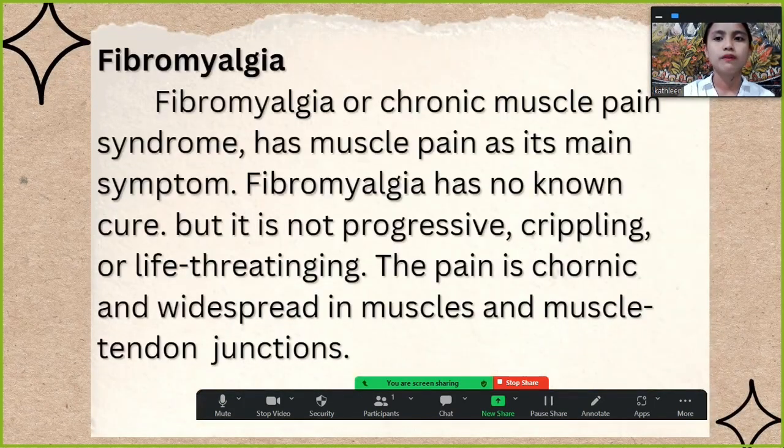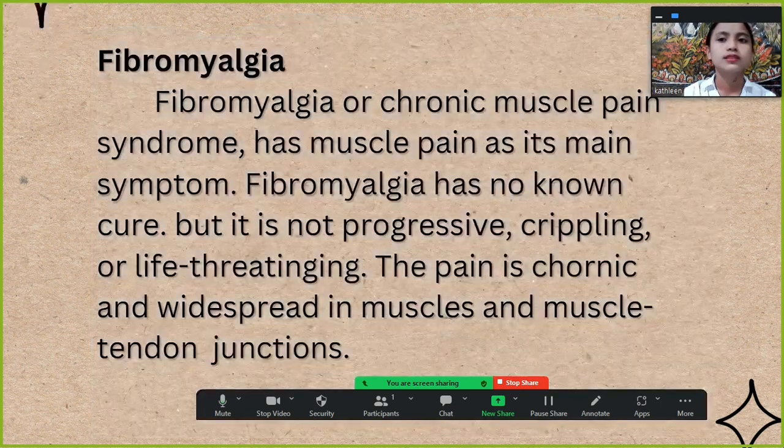And fibromyalgia. Fibromyalgia, or a chronic muscle pain syndrome, has muscle pain as its main symptom. Fibromyalgia has no known cure, but is not progressive, crippling, or life-threatening. The pain is chronic and widespread in the muscle and muscle tendon junctions. The examples of this are lack of sleep and stress.